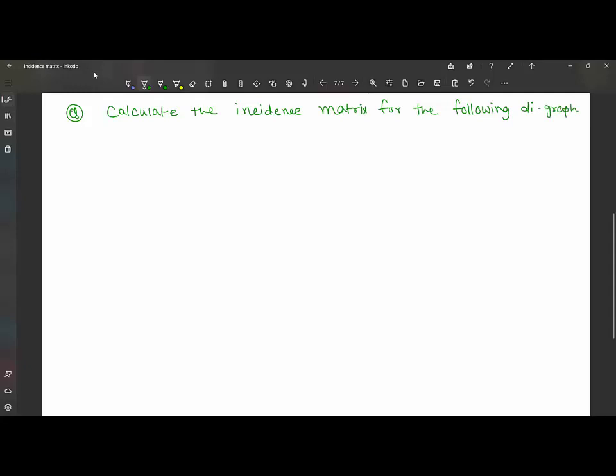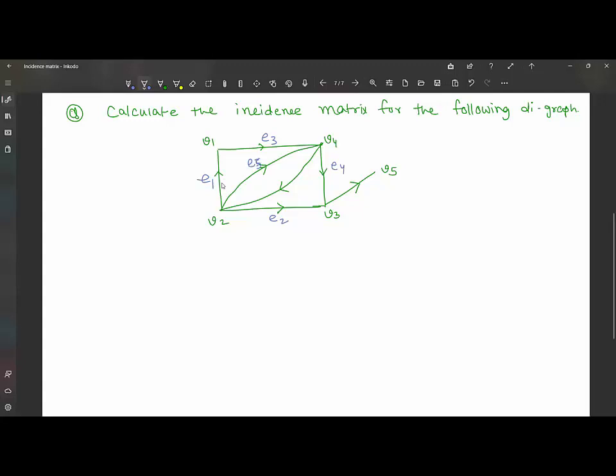Now this is the figure. Suppose this is V1, V2, V3, V4, V5, and the edges are E1, E2, E3, E4, E5, E6, E7. So this is the number one problem.